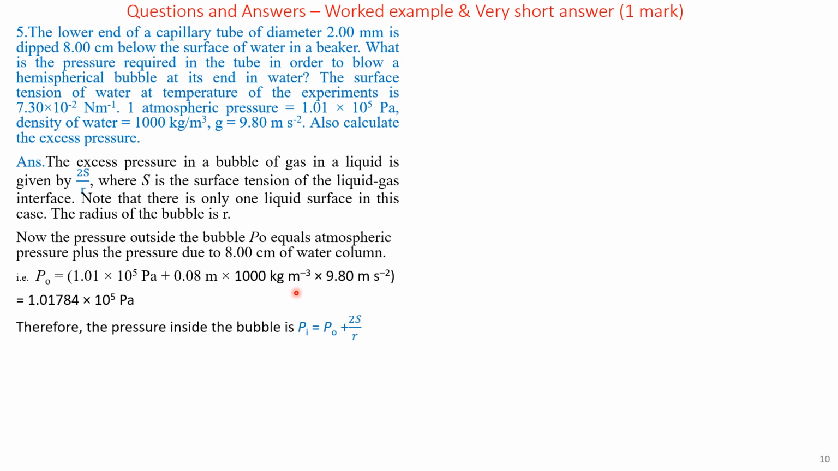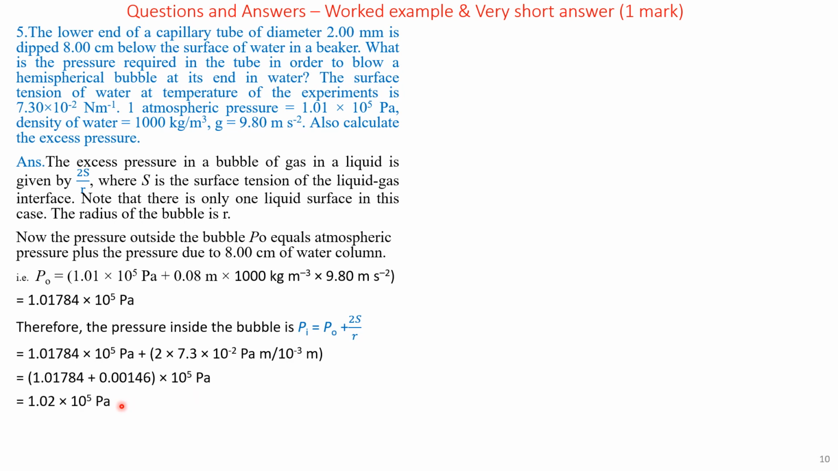Therefore, the pressure inside the bubble is Pi equal to PO plus 2S by R. Substituting the values, we get the answer as 1.02 into 10 to the power of 5 pascals. You please solve it, write it step by step, so that you will understand very clearly. Next we will take up very short answer, that is 1 mark questions.